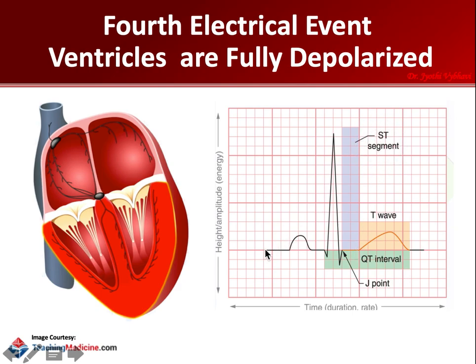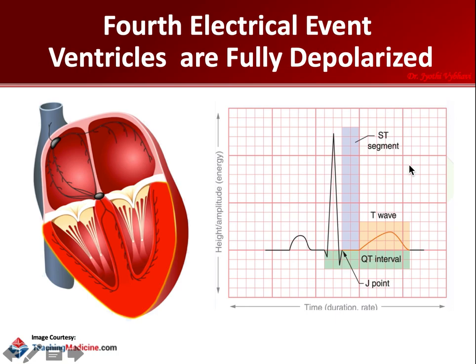So far we have learned that there was SA node firing, P wave, atrial depolarization, AV node depolarization with no electrical activity, Q wave representing septal depolarization, R wave showing the major ventricular depolarization, and S wave representing the basal depolarization. And from S to the next wave, whatever the electrical line is there, this is called the ST segment, where there is complete ventricular depolarization.